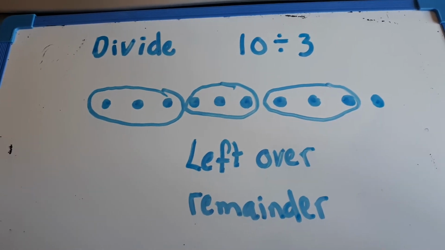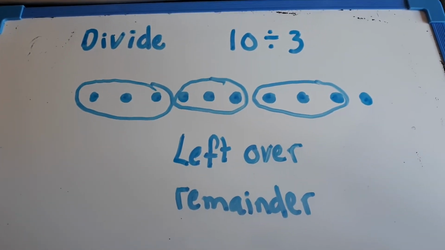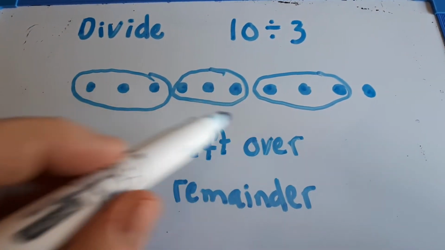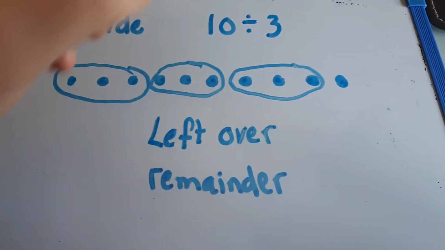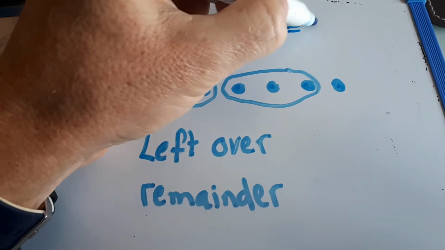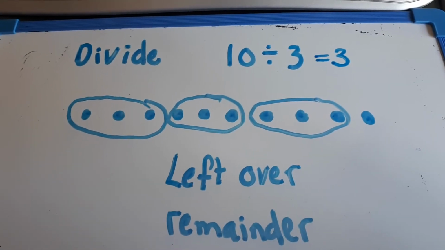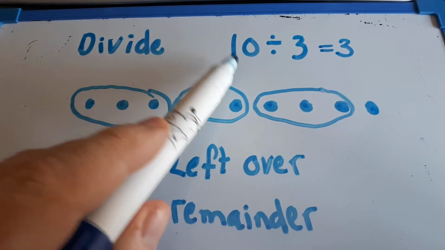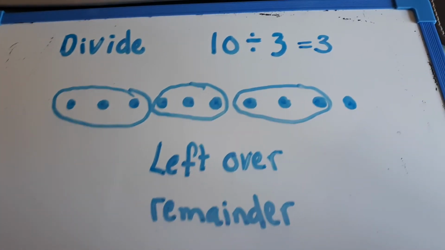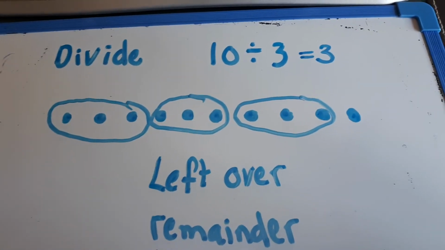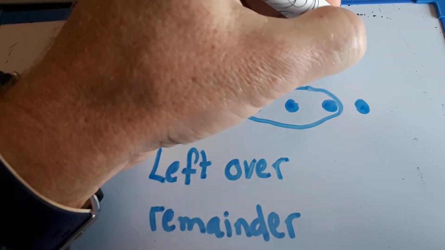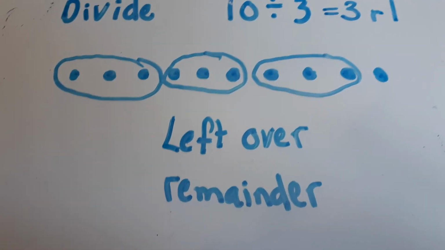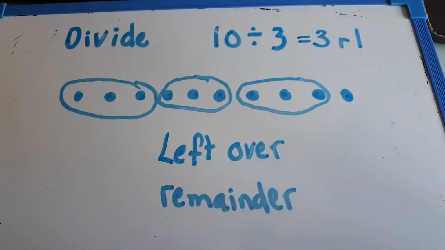Remainder. So if I say to you, boys and girls, what's 10 divided by 3? Well, we've taken our 10 dots and we've made 3 groups. So my answer would be 3. But remember, 3 times 3 is 9. And we have a 10 there. So we have to include this one which is left over. So I'm going to write down r 1. R stands for remainder.